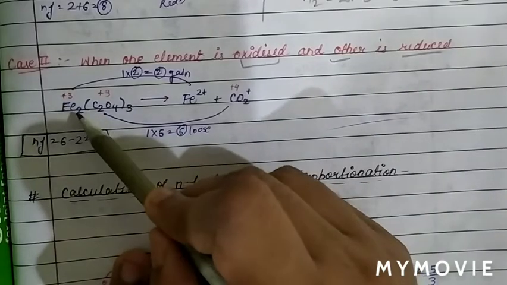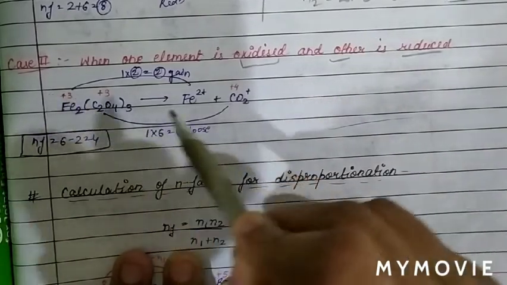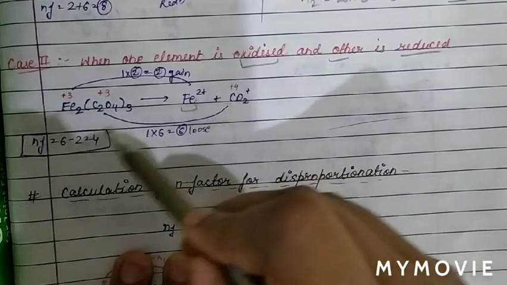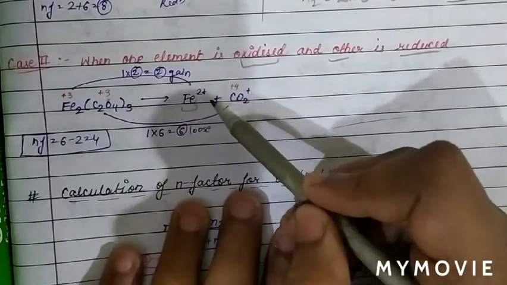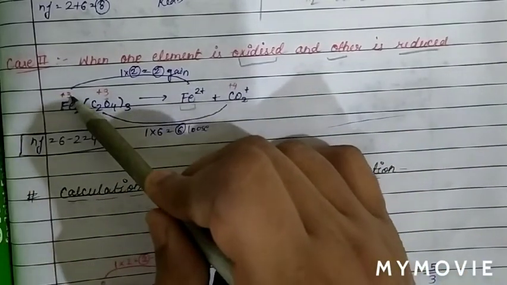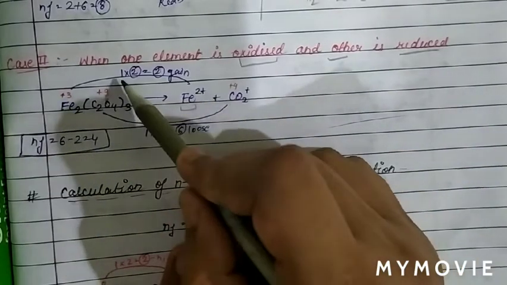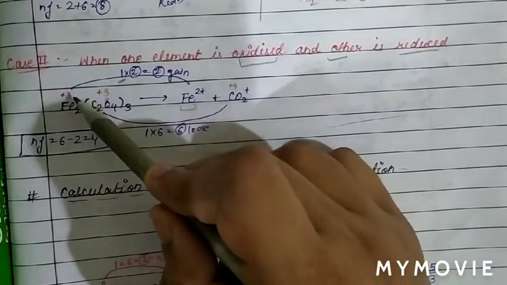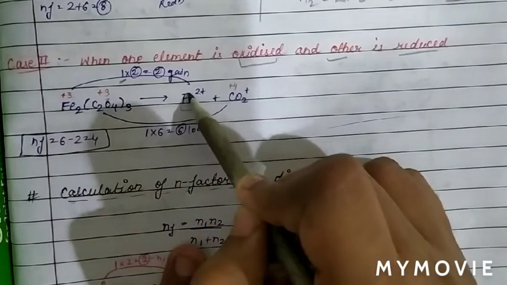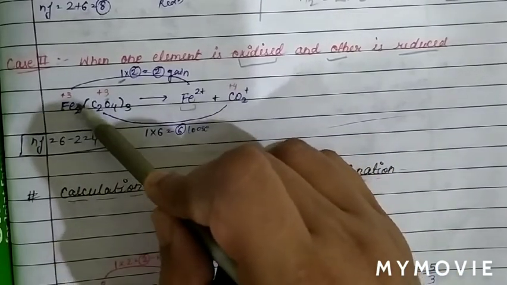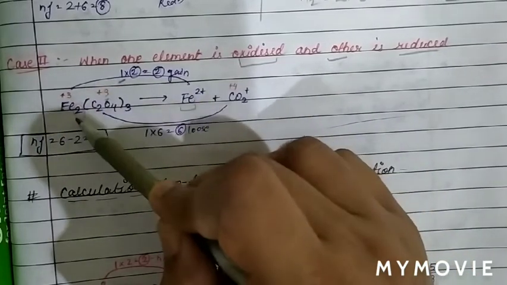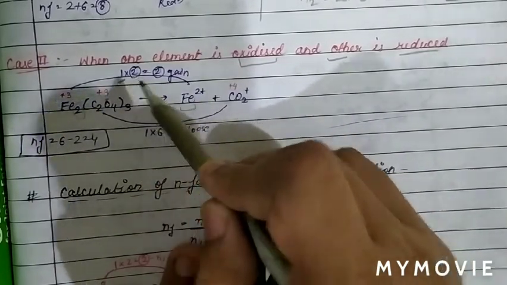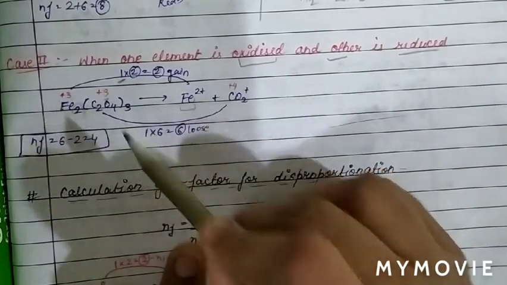As we can see that iron from +3 oxidation state changes into +2, while carbon from +3 oxidation state changes into +4. Now the change in oxidation number for one atom from +3 to +2 means a change in oxidation number of 1. And how many atoms are present for iron? 2 atoms. So overall change will be change in oxidation number of 1 multiplied by number of atoms. So 1 into 2. So this is the n factor for iron.